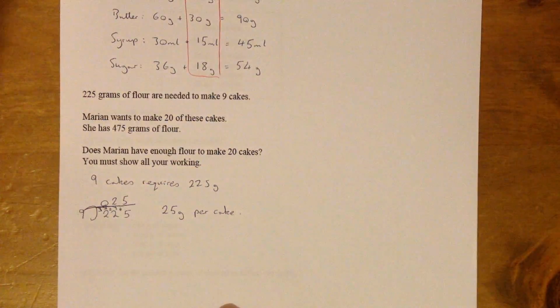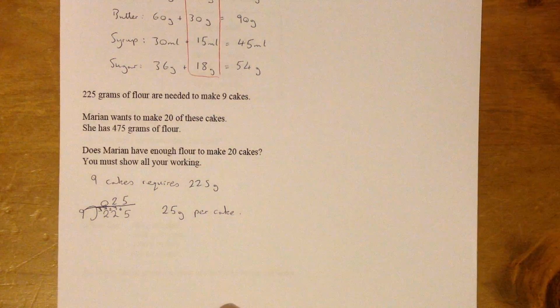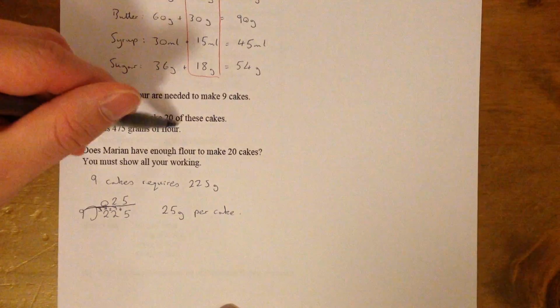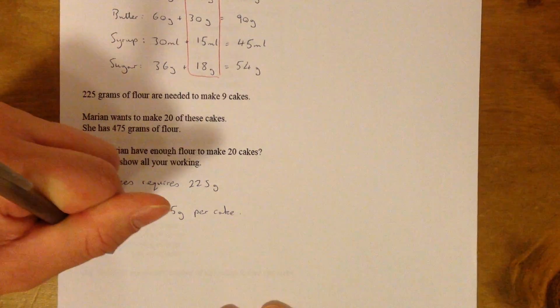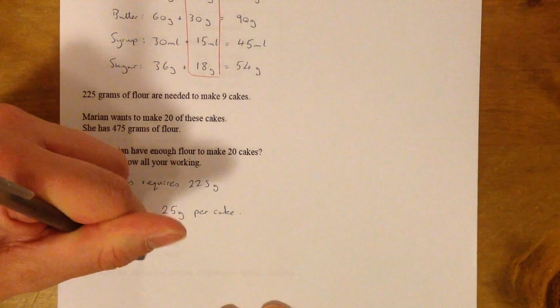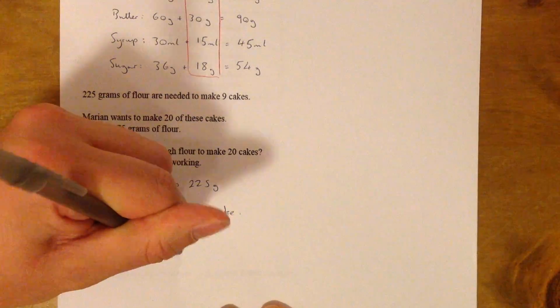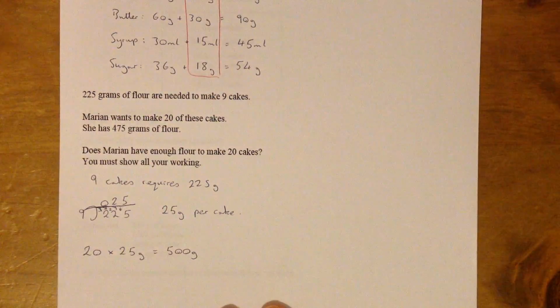Now all I can do, because I've got this value which is called a unitary amount, is I can work out how much I'd need for the 20 cakes that Miriam wants to bake. So 20 cakes with 25 grams in each is going to require 500 grams of flour.